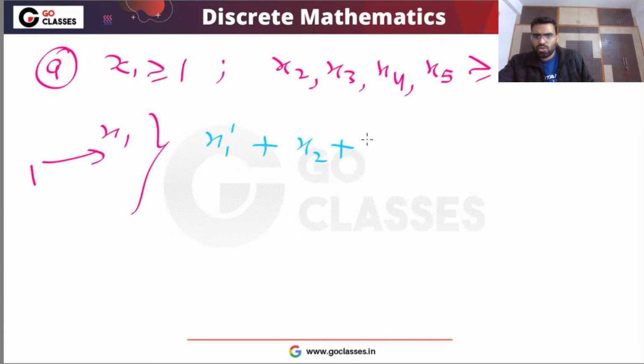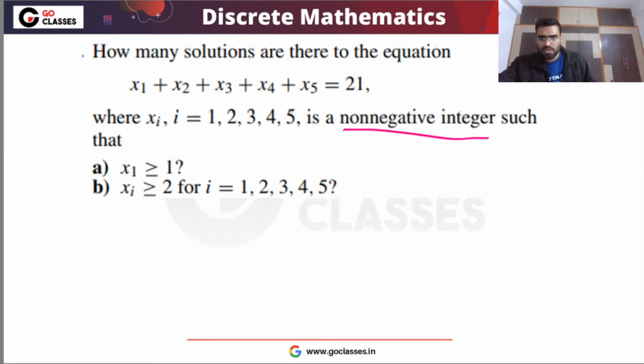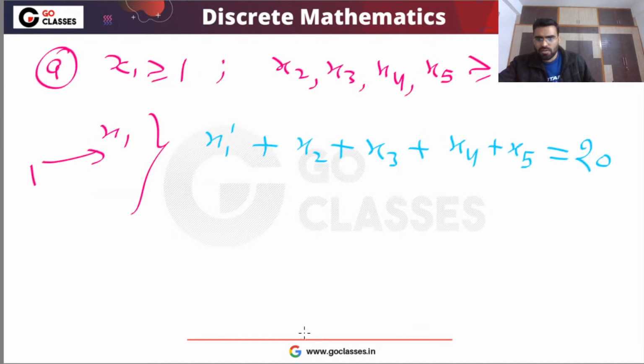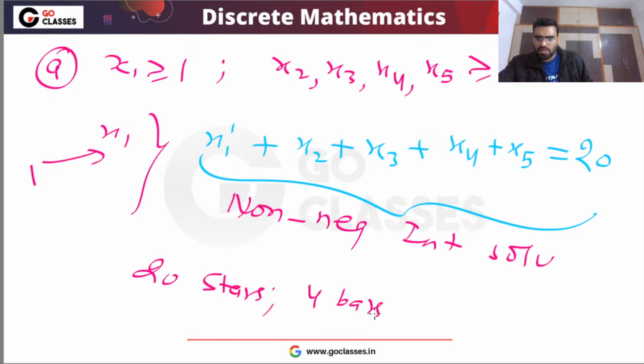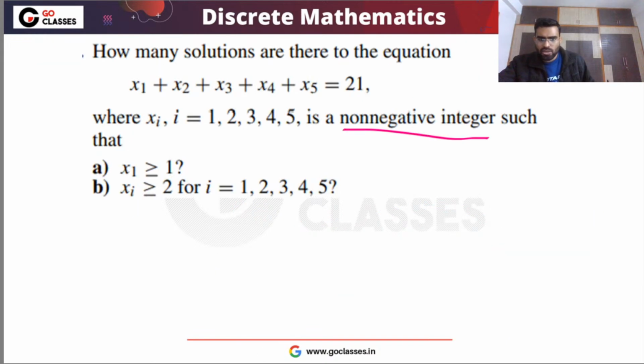x1' plus x2 plus x3 plus x4 plus x5 is equal to 20, because you have already given 1 to x1. Now this is your non-negative integer solutions. Very simple: you have 20 stars and 4 bars, so the answer will be 24C4. So for option A, the answer is 24C4. Correct?